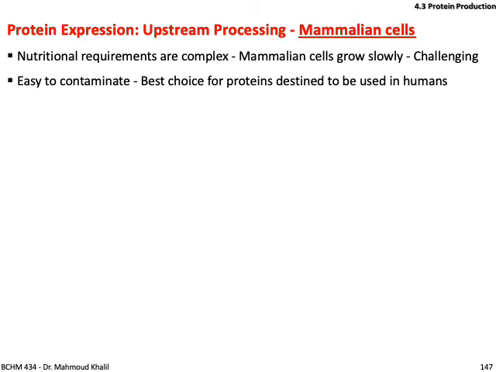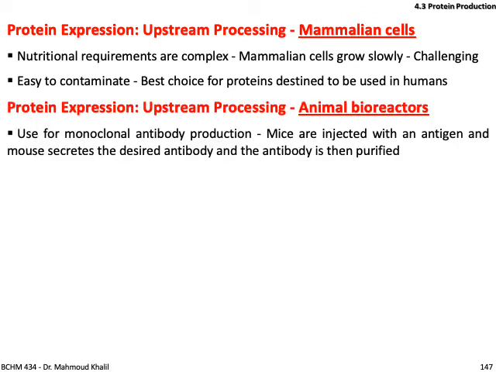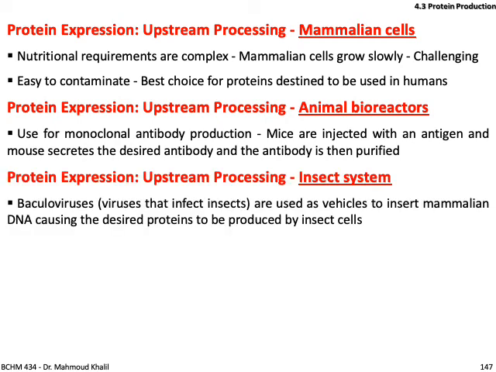We'll use mammalian cells as upstream processing. Actually, the nutritional requirement for a mammalian cell is quite complex. The mammalian cell grows very slowly and is very challenging. They can be easily contaminated. It is the best choice for protein designed to be used for humans. If we use an animal bioreactor as upstream processing, we can use monoclonal antibody production. Mice are injected with an antigen and the mouse secretes the desired antibody, and this antibody is then purified.